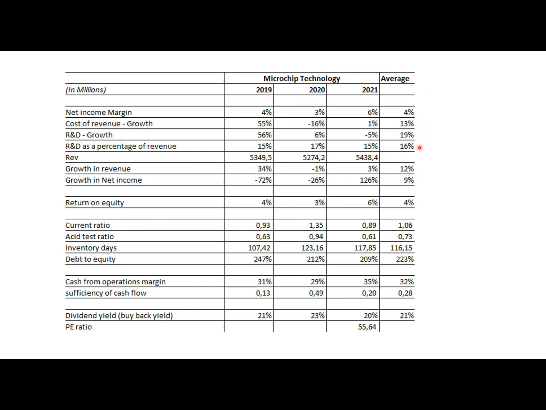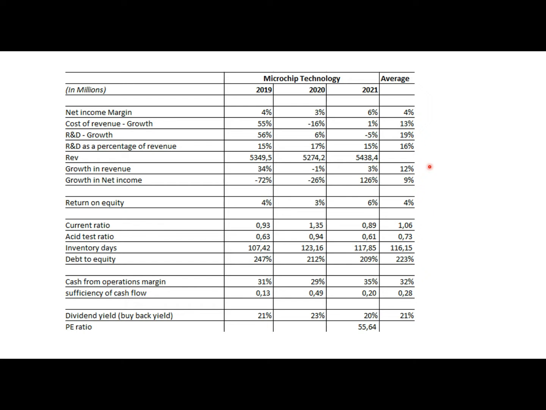Now the revenue growth you will see is a bit mediocre, especially in 2021. In 2020 it was negative. You actually lost money, a lot of it. But that's fairly understandable. Heavy competition and COVID were just wreaking havoc on companies' operations, on Microchip's operations.